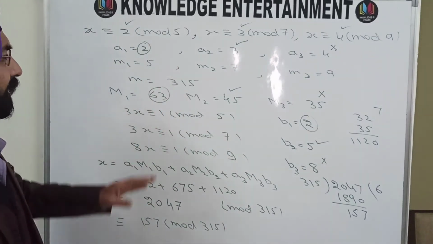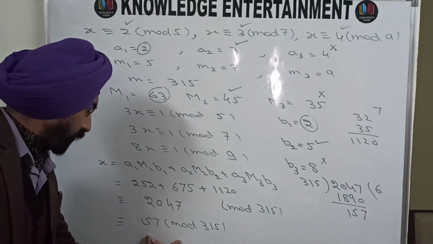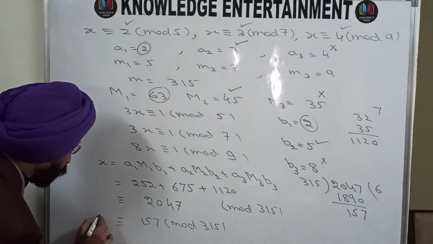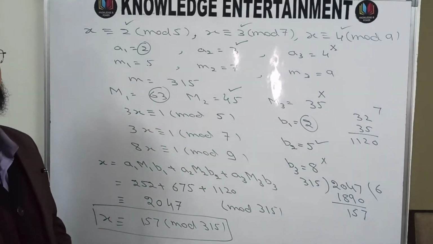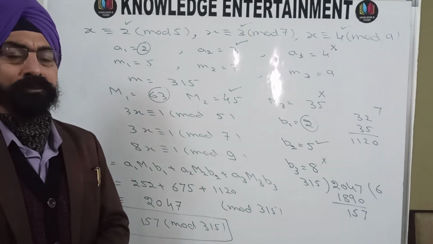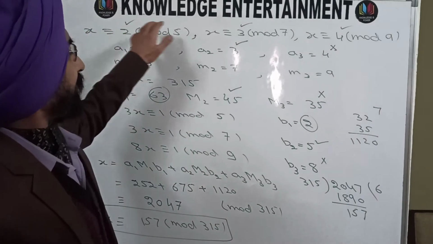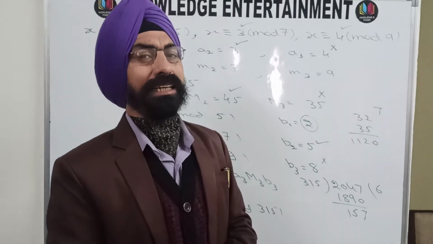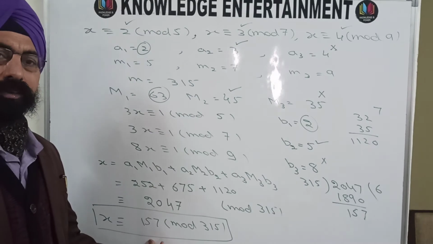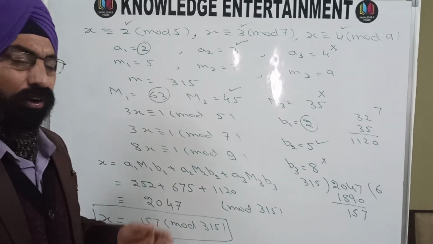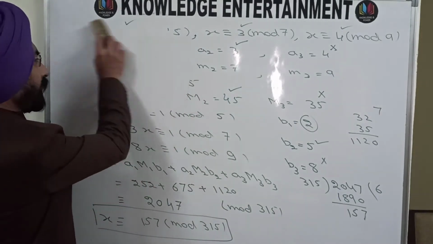Or you can also say that this system of linear congruences can be replaced by a single linear congruence, that is x is congruent to 157 modulo 315. So sometimes in examination you can find questions of the type: replace this system of linear congruences by a single linear congruence. So what the single linear congruence is, this is this one. So this question can also be asked in this format. So this is an application of Chinese remainder theorem.